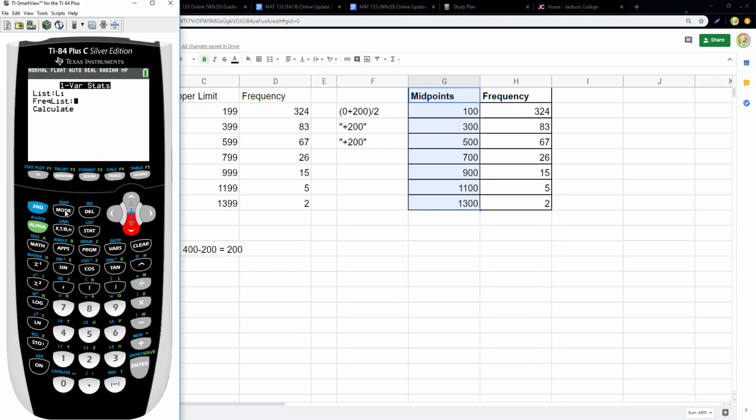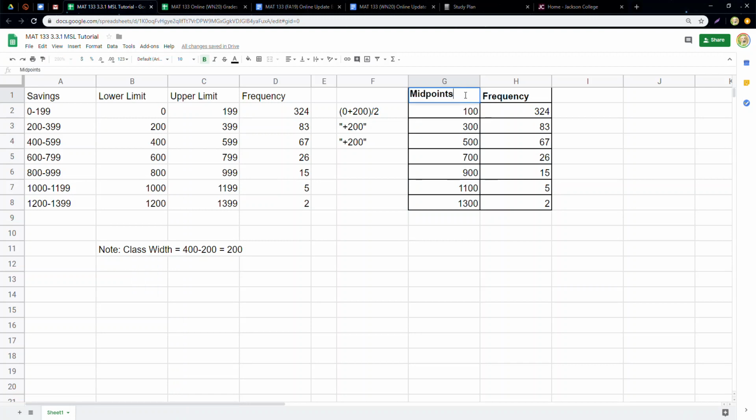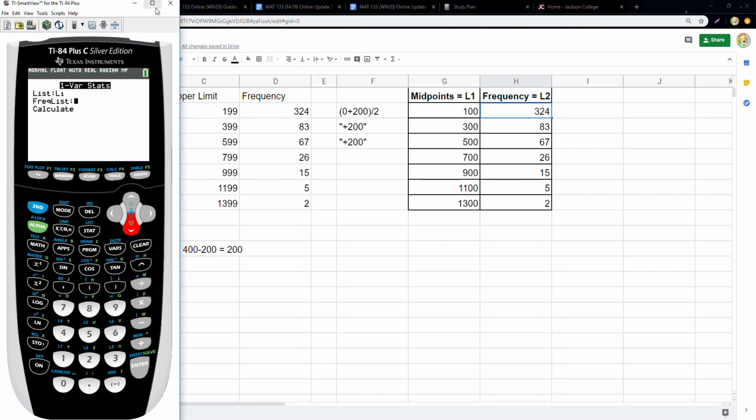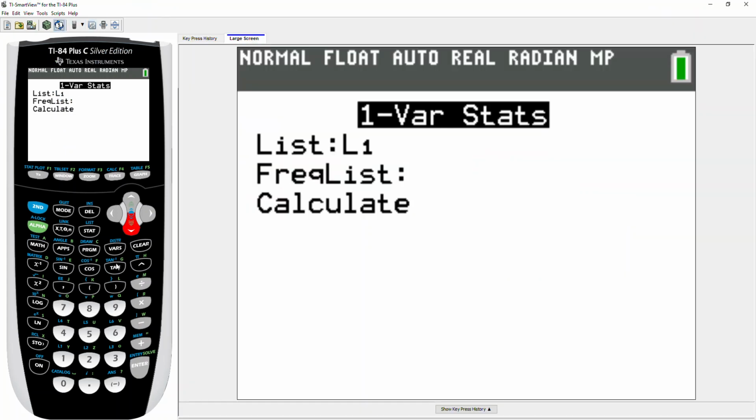So I want to tell it my frequency list, but my frequency list was in L2. In other words, the midpoints are L1 and the frequencies are L2. So I want to tell the calculator to go to L2 for my frequencies, which would be above the 2 button. There's a blue L2. That's what you need. So you need to hit the second button, the blue button, or in other words, shift, over this blue button up here in the top corner, and then hit 2. And then when you move away from it, you've got list as L1, frequency list as L2, and you can hit calculate.